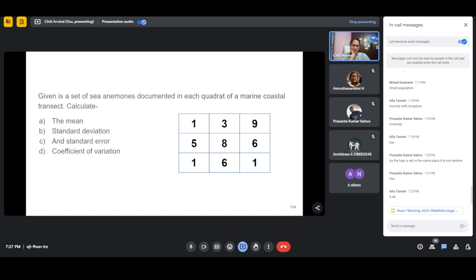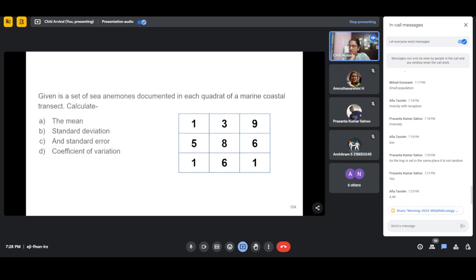Okay, you're the only one who is actually answering. Alright, so your mean is basically an average, right? It's nothing but the total number of individuals caught in every square divided by the total number of squares. That is your average number of individuals per quadrat, which is, as Afia has said, 4.44.